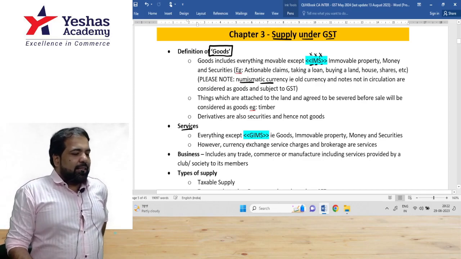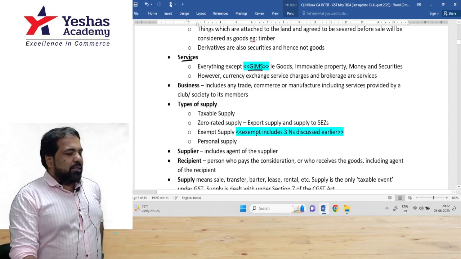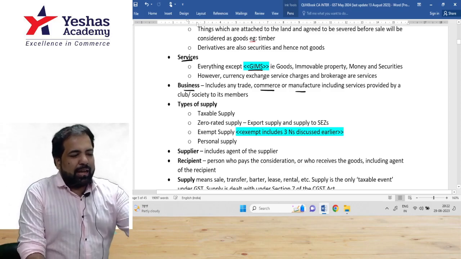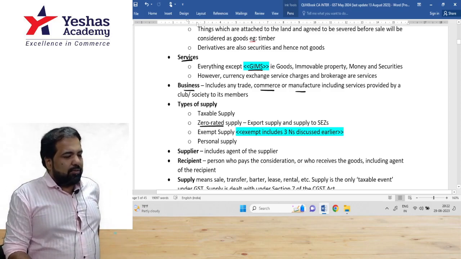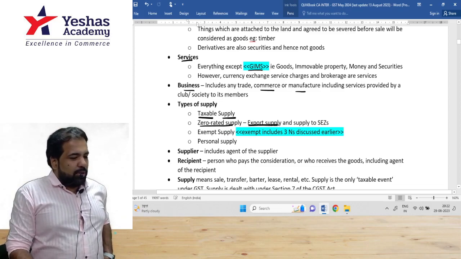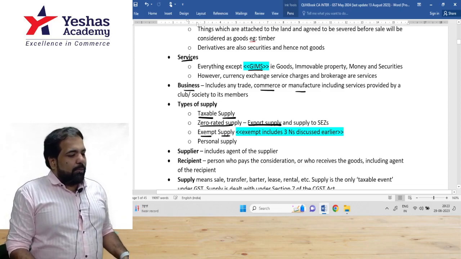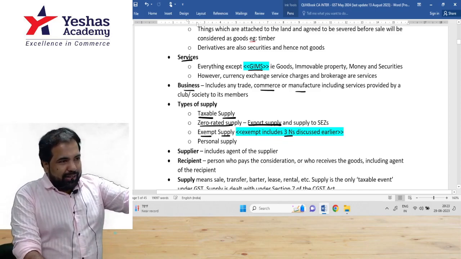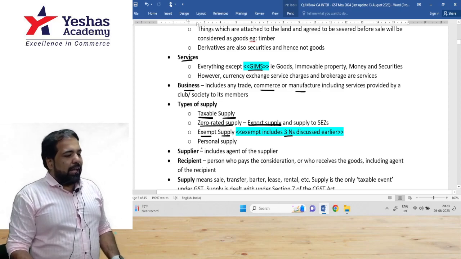Next, services, everything except goods, money and securities. Business is any trade, commerce, or manufacture. Guys, how many types of supply? We've not seen this. We'll see it in another chapter. But do you know what is taxable supply? Yes. Do you know what is export supply? Do you know what is exempt supply? Exempt is how many kinds, guys? Nil, non-taxable.